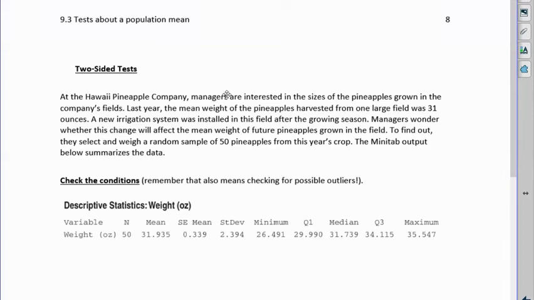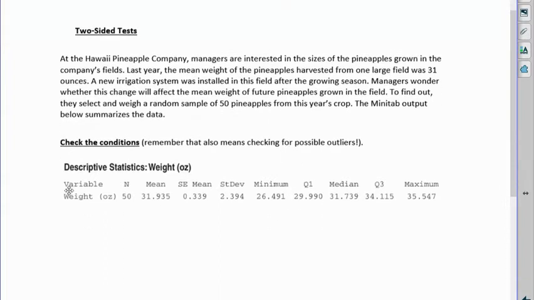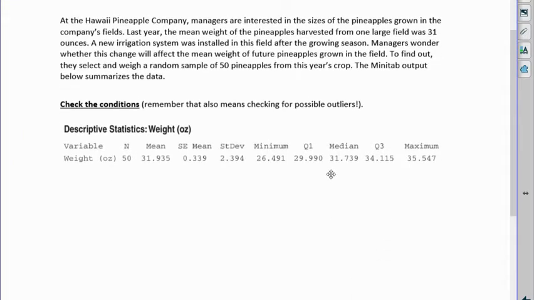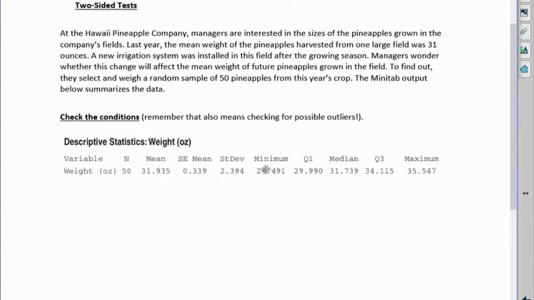For 9.3, about means, and looking at when you are given a list of information. This is very common to happen on the AP test because they don't want you wasting a lot of time finding these pieces that you need to be able to check things like your conditions. So let's check our conditions for this, comparing the mean weight of pineapples harvested this year to last year. First of all, are these randomly collected samples?